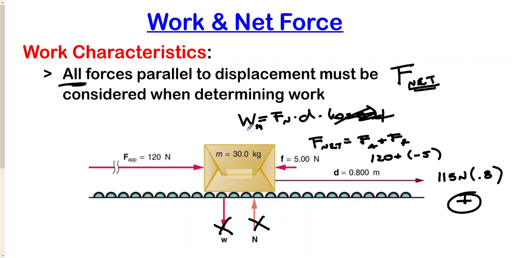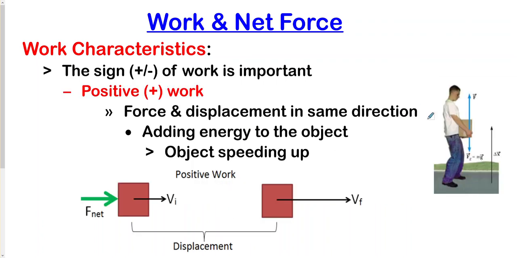And so what does that actually mean? So sign of work clearly matters. Positive work is when force and displacement are in the same direction. And so we would be adding energy to the object. Just like the box in the last example would be speeding up or accelerating, that's because energy is being added to the box. So the object is speeding up. So in this case, positive work is done because the force and the displacement are in the same direction.